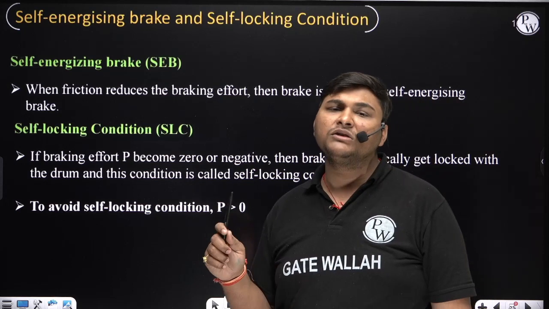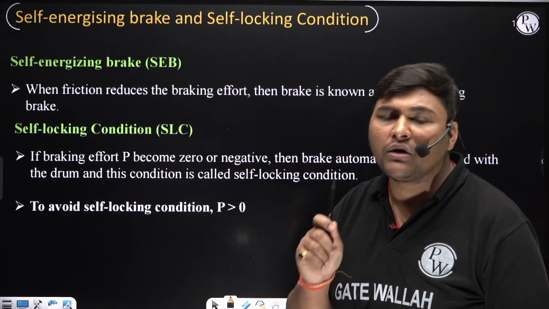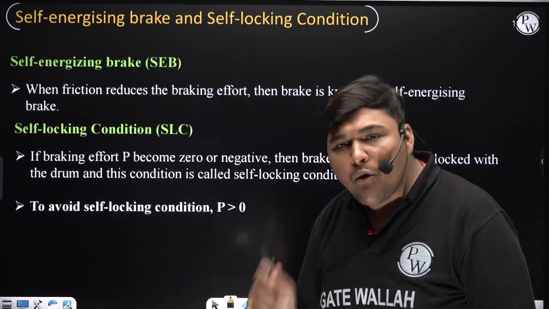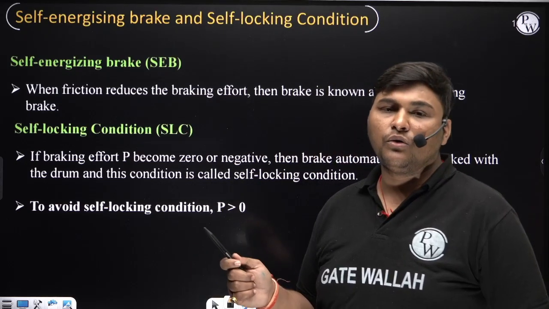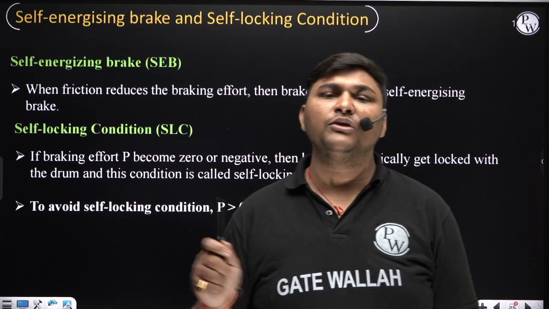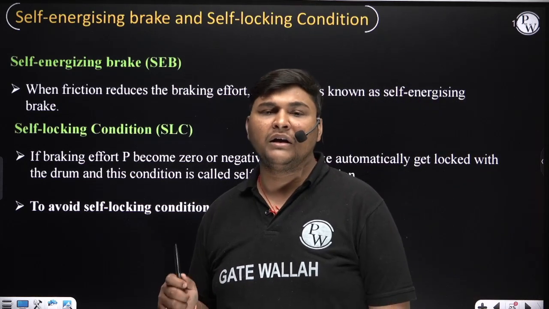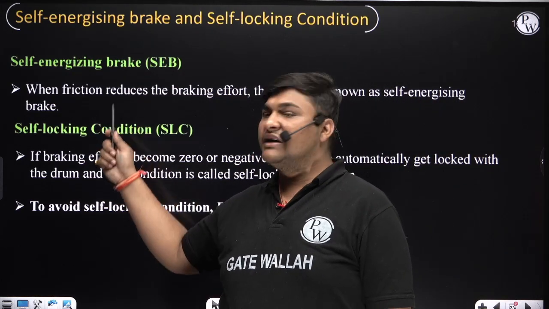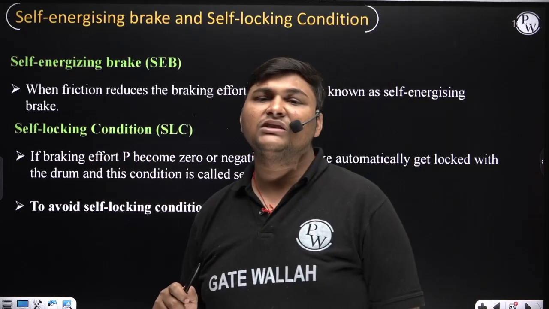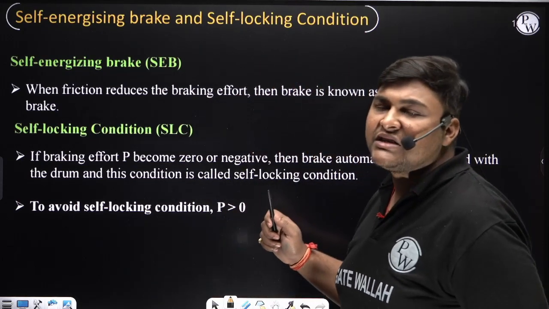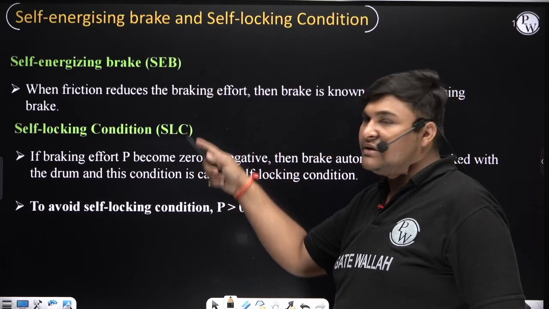For automobiles or the general case of brakes, self-locking condition is not a good thing. And if we want to avoid self-locking condition, then we need to ensure P must be greater than 0. Because if P is becoming 0 or negative, then that condition is known as self-locking condition. But you will understand these two things in a clearer manner when we discuss various cases of shoe brake. So after discussing various cases of shoe brake, again I will come to this definition.